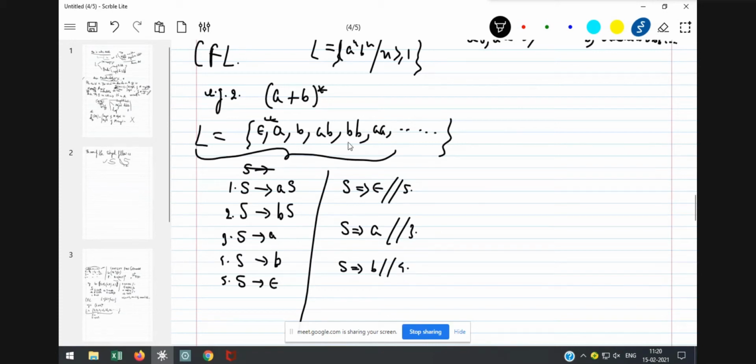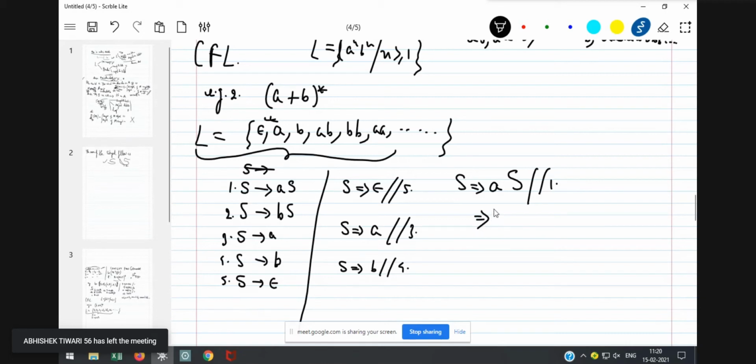Then what about AB? Let me just try. This is AB, it starts with A, so let me just select this AS, using production rule number 1. Now I just want to derive AB, hence let me just select this using production rule number 4. Now the next one is, I just want to derive BB.